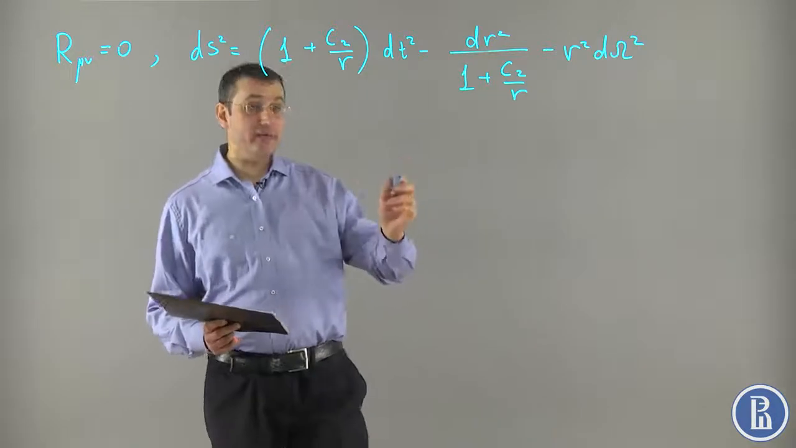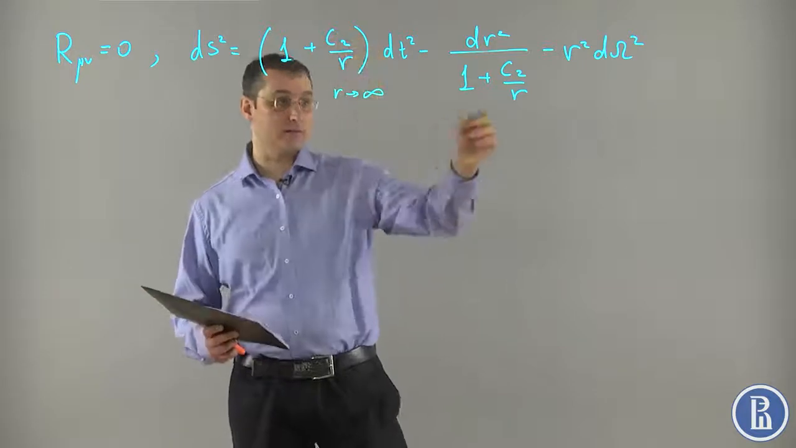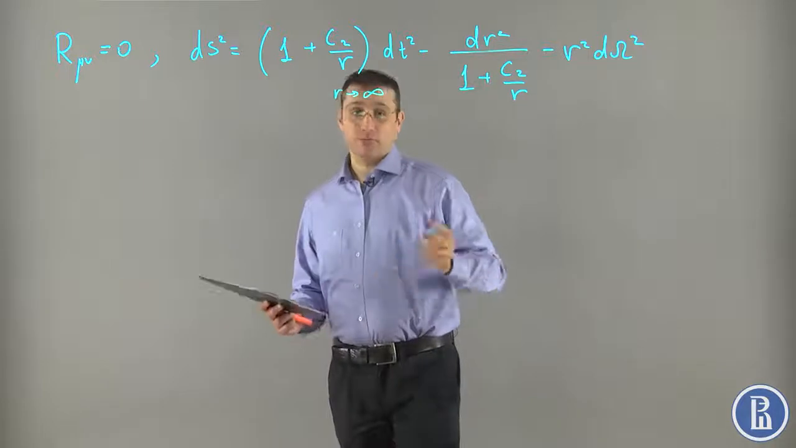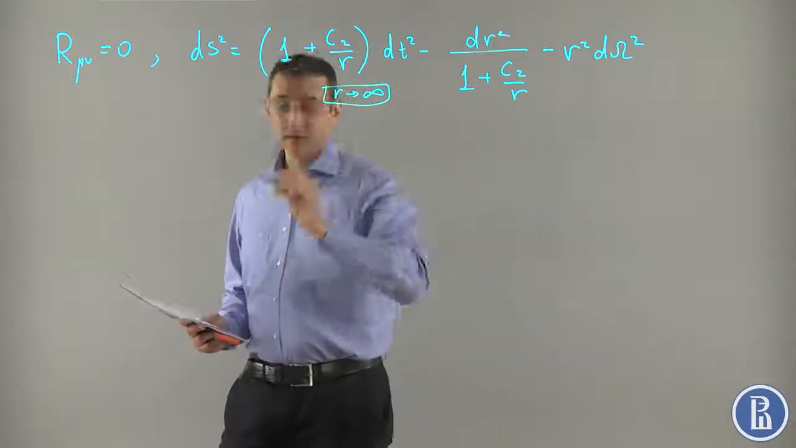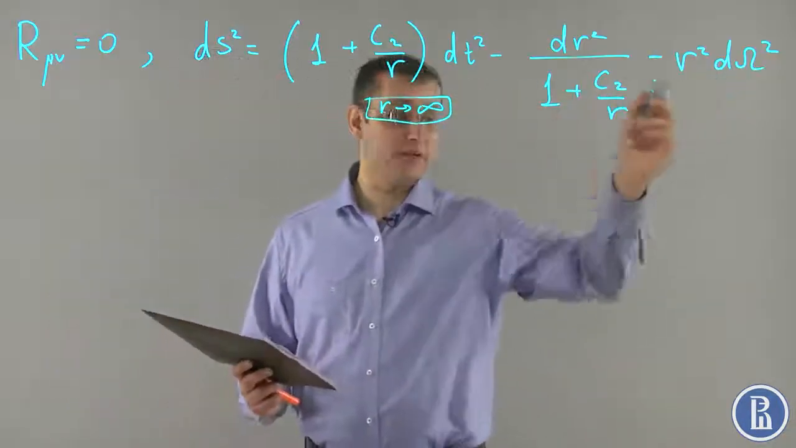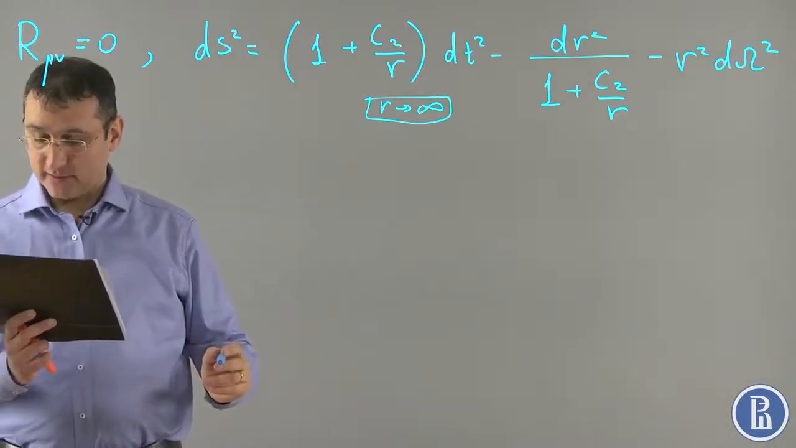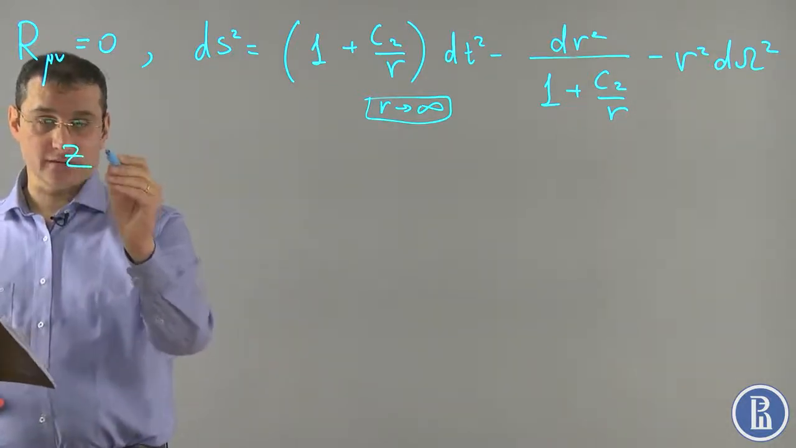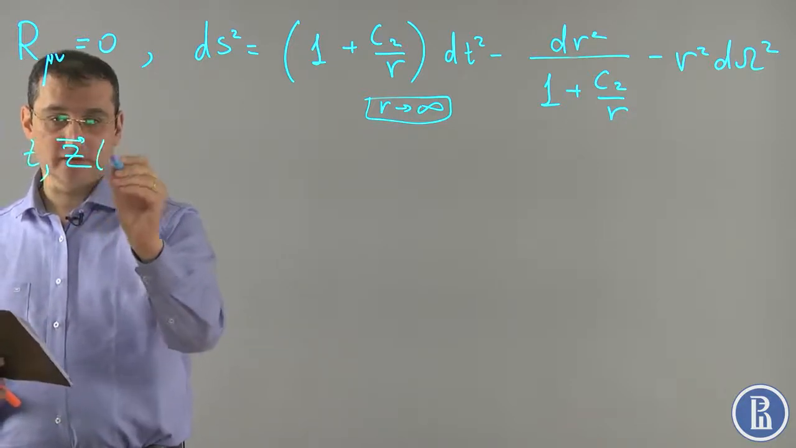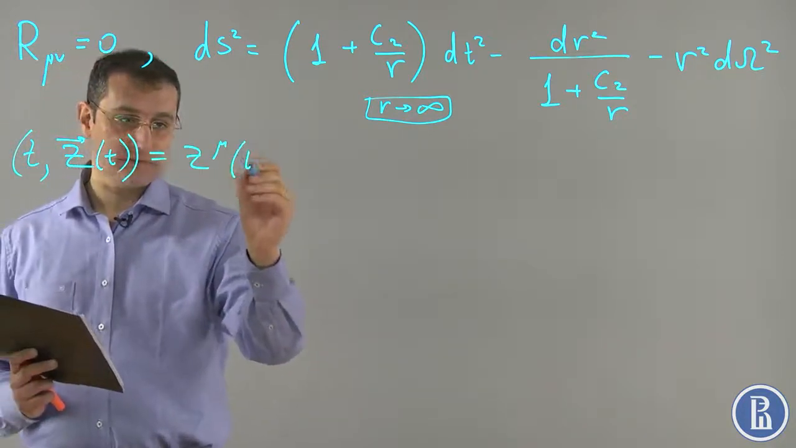So we observed that for this metric, as r goes to infinity, this term becomes smaller and smaller, and we arrive at flat space-time. So let us use this. Let us consider a non-relativistic particle very far from the gravitational center. It means that we want to consider its trajectory, or world line of the particle, t and z of t. This is the world line of this particle, z mu of t.